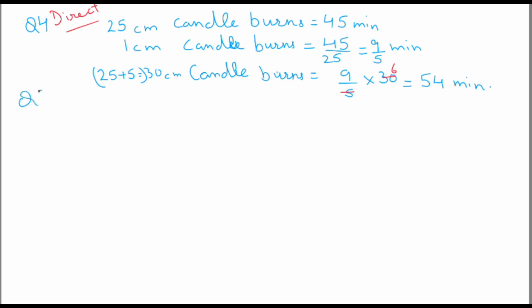Coming to question number 5. Let's see. A typist takes 80 minutes to type 24 pages. So when he is typing, the more time he is taking. So it is a direct method. First of all, take care what it is, direct or inverse. Now how long will he take to type 87 pages?